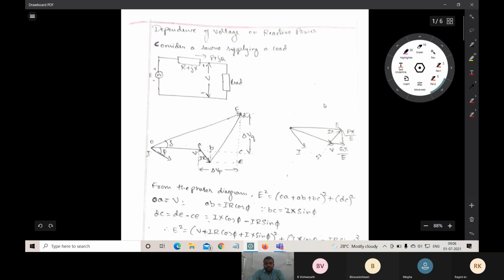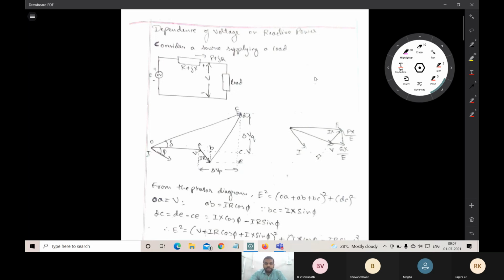In the previous classes, we were discussing voltage, and how voltage depends upon reactive power. Both voltage and reactive power are like two faces of a coin. The change in voltage changes the reactive power. Similarly, the change in reactive power changes the voltage. So for that purpose, we need to take the condition of reactive power.